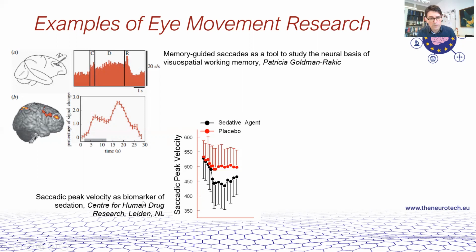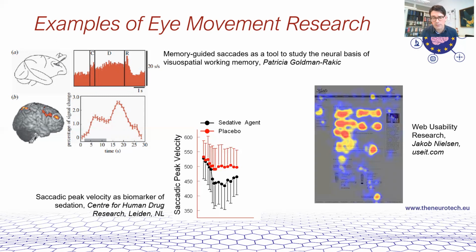This is an example taken from the Center for Human Drug Research in the Netherlands, one of a number of industry partners or companies that work with saccadic eye movement recordings to identify sedative effects of drugs. What is shown here is that the saccadic peak velocity in the range of 400-500 degrees per second is reduced quite considerably by a sedative agent relative to placebo. There's also an effect of time. Over time, peak velocity tends to reduce when we make saccades repeatedly.